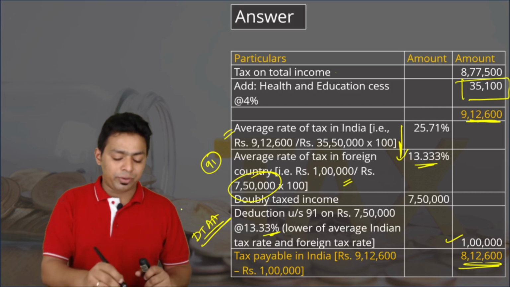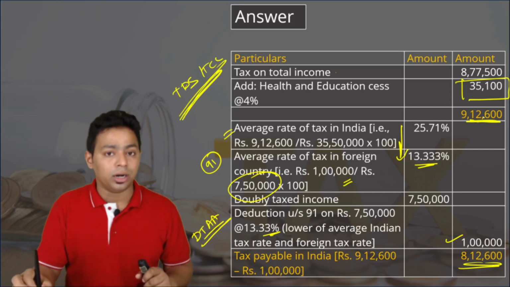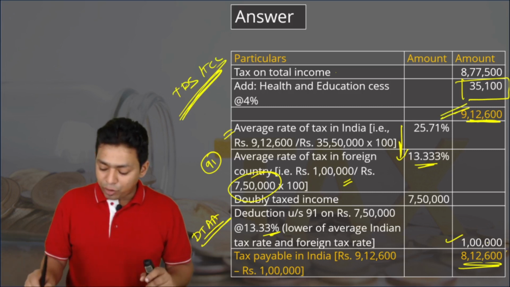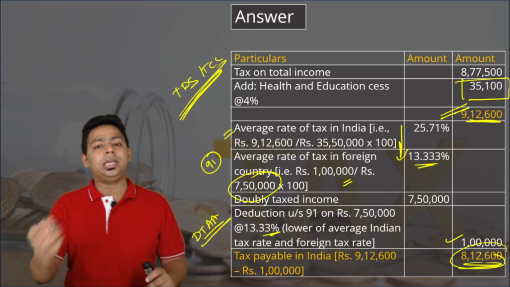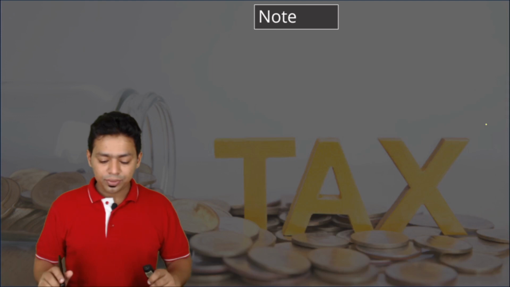One more point of observation: if they provide you TDS data, TCS data, advance tax data, that data you should ignore here. That is the liability. This is the liability you are computing. From the payable amount you can deduct the TDS, TCS and advance tax, but not from the liability amount.